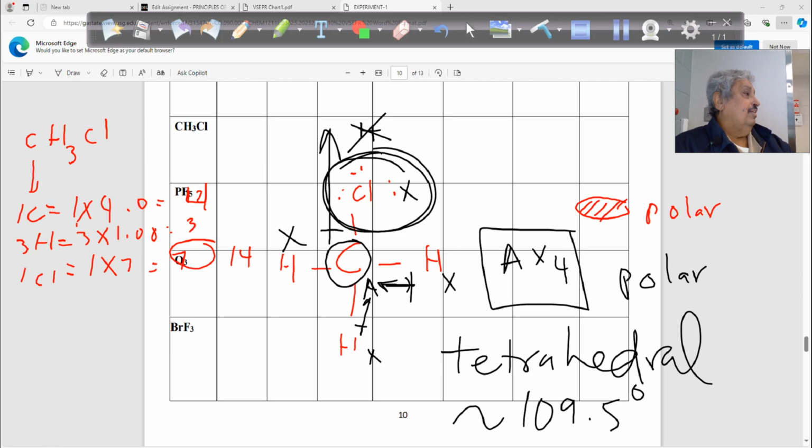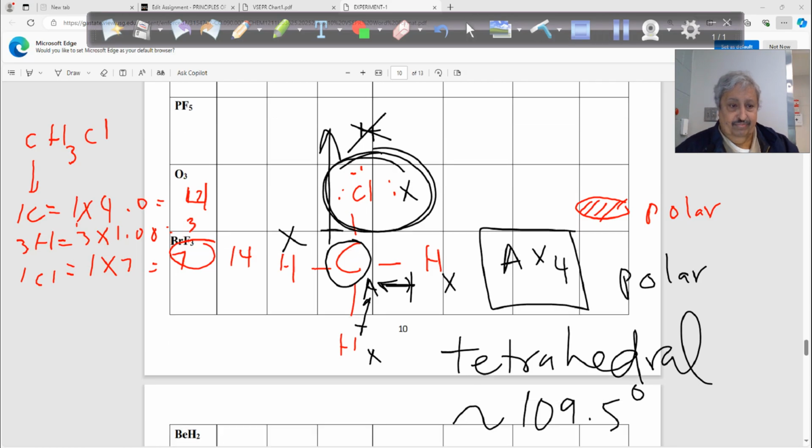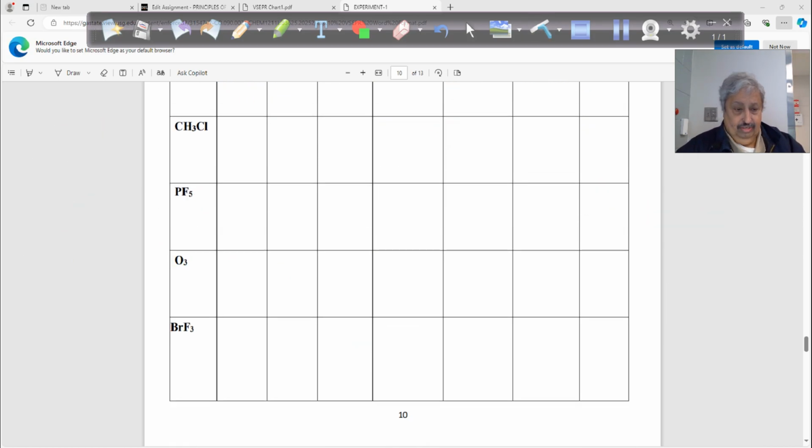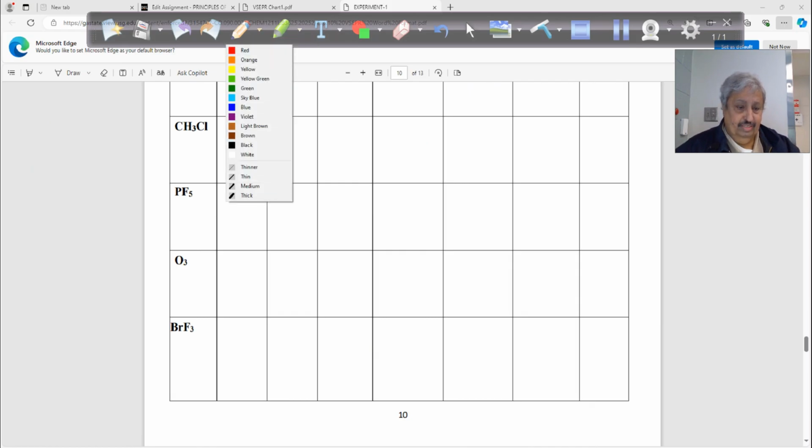This is trigonal planar. This one is what? Trigonal planar, which is non-polar. Why is it non-polar? Because you have identical terminals. So this one here, let me take this one out. We did this one here. So we did this polar, correct? Let's do the last one. The last one is trigonal planar.